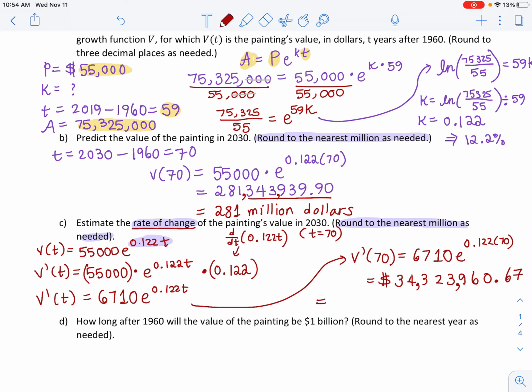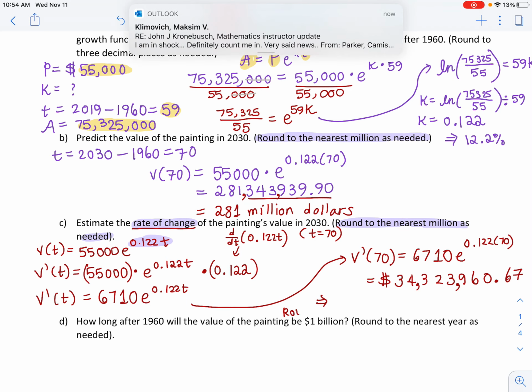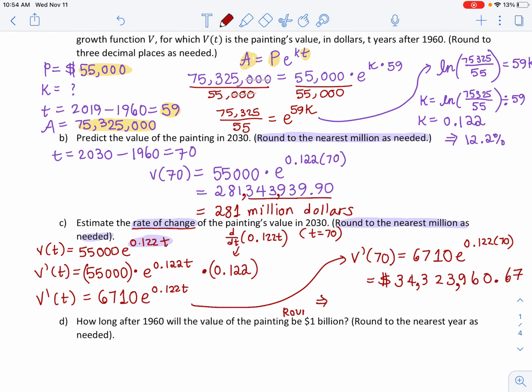So let's go ahead and write down. This is rounded. I'm getting these emails. What's going on? I'll check that later.